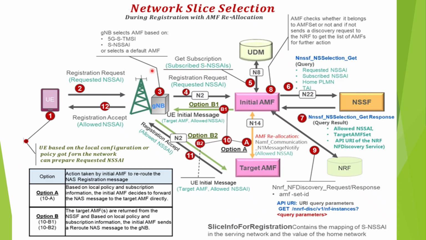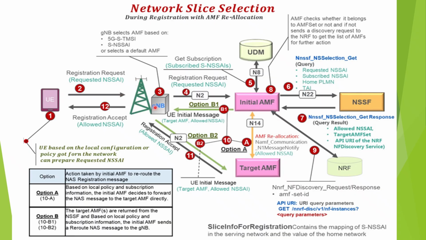This figure shows network slice selection during the registration with the AMF allocation. So here the numbers 1, 2, 3, 4, 5 represent the flow of network slice selection during registration. The user equipment, based on the local configuration or policy, sends the request to the gNodeB, a request such as NSSAI. That is the registration request through NSSAI.